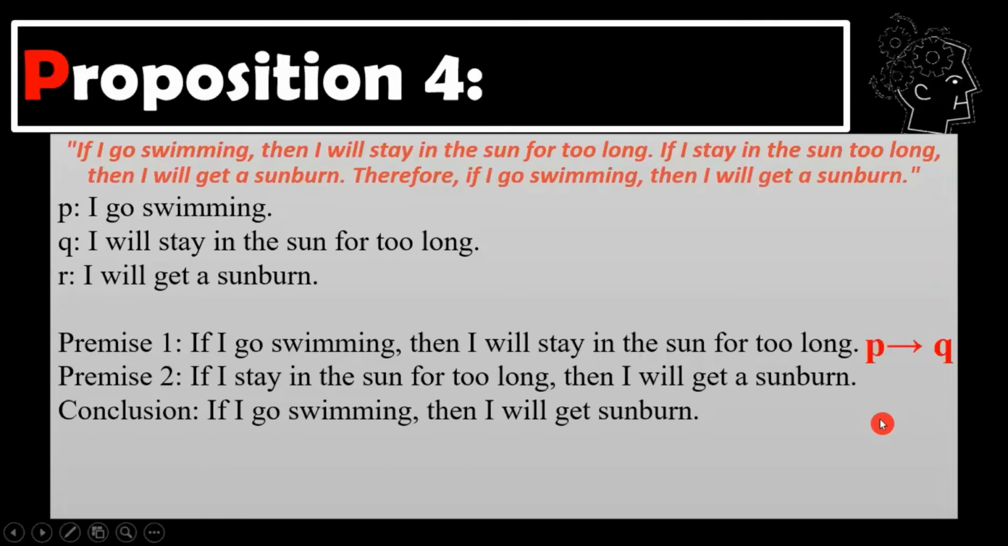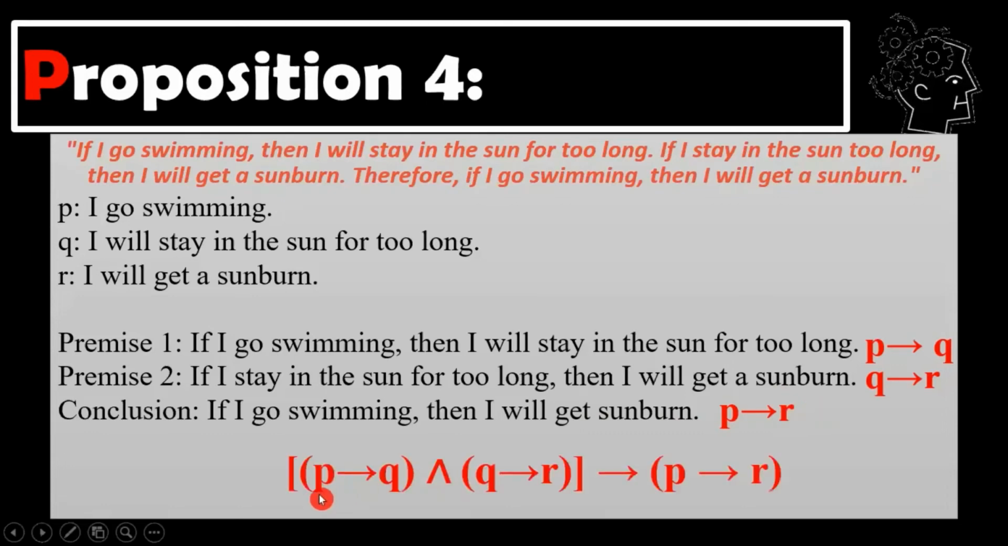So for our first premise, that is, if I go swimming, which is our proposition P, then I will stay in the sun for too long. That is proposition Q. For our second premise, if I stay in the sun for too long, that is proposition Q, then I will get a sunburn. So proposition R. So this is still an implication. So for our conclusion, that is, if I go swimming, that is proposition P, then I will get a sunburn. So that is proposition R.